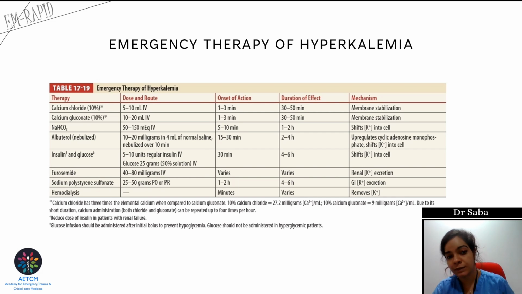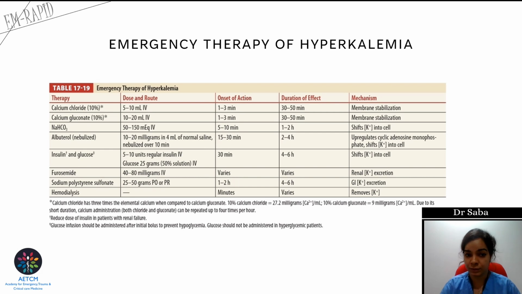Sodium bicarbonate, very similarly, we give in the dosage of 50 to 150 milliequivalents IV. Action will start within 5 to 10 minutes and it will last for 1 to 2 hours. So the next three things are the shifters: the salbutamol, rather the beta agonists, insulin and sodium bicarbonate. These are the shifters. The last part would be the excretors. They will push or excrete the potassium out of the body.